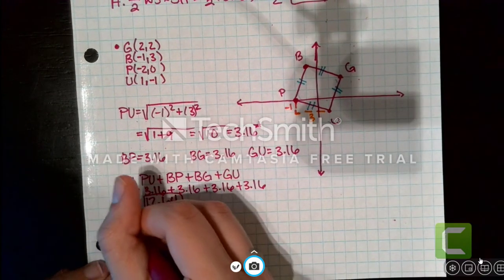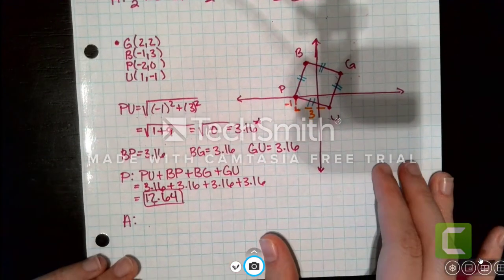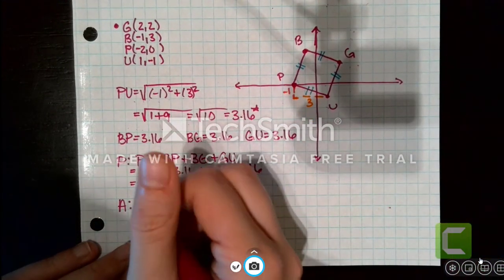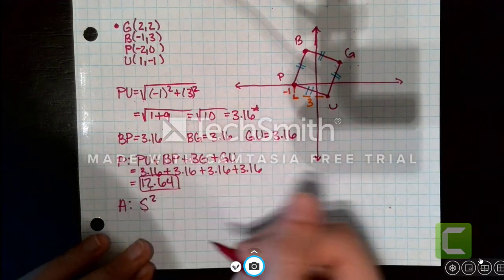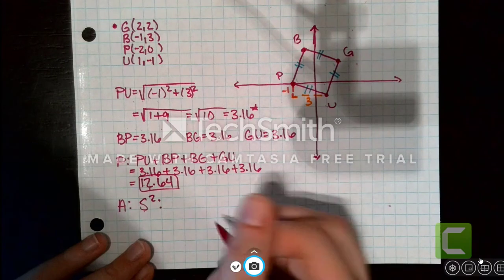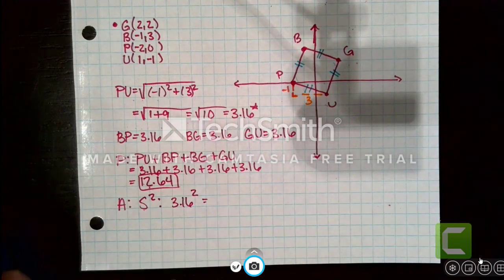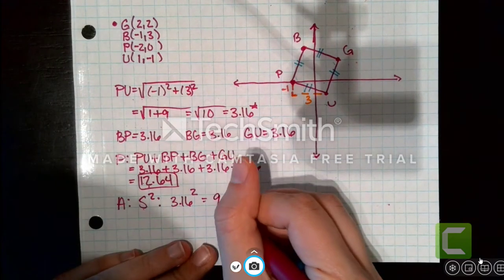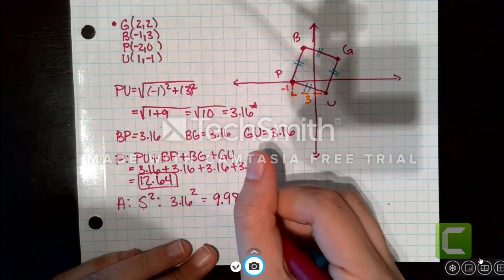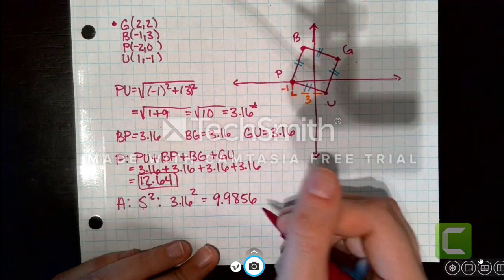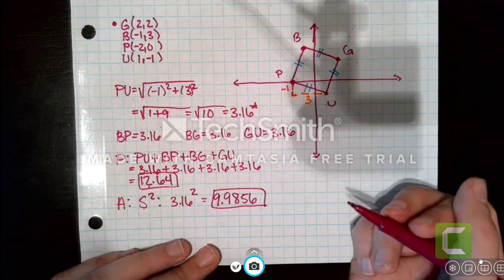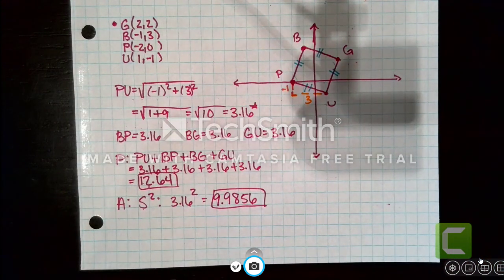Now if we were to do the area, it is side squared when it comes to a square. So if it's side squared, that means that I have to do 3.16 squared to find my area. 3.16 times 3.16 gets me a value of about 9.9856, and that'll be your value. In all, that is how we do coordinate geometry, using the distance formula to help us find area and perimeter of these different shapes.